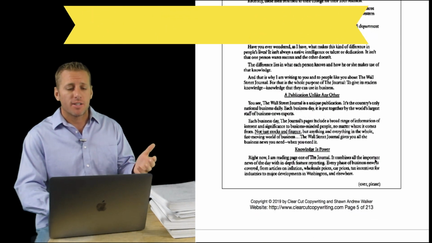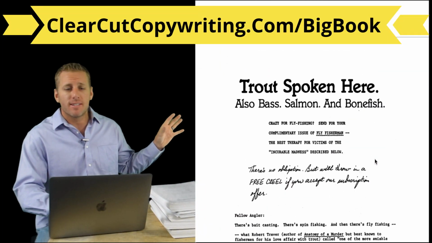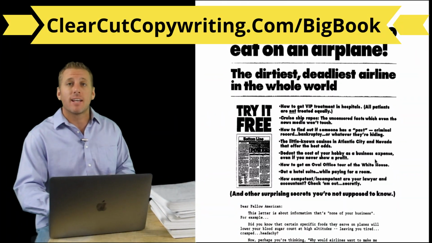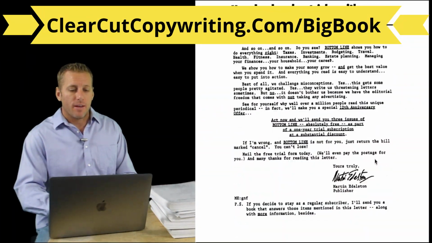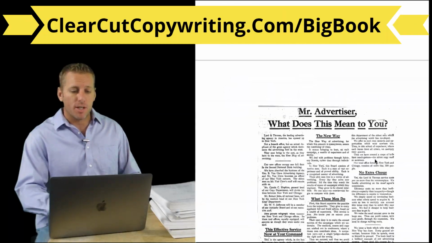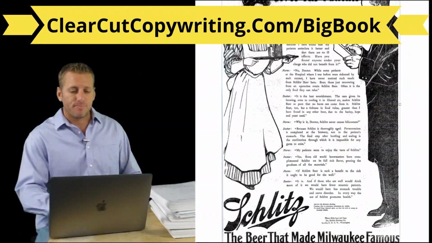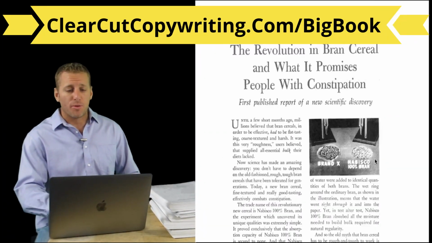But here it is. Here's some of the old school ads from the Wall Street Journal that have done millions of dollars, Fly Fisherman's Magazine, famous ads like what never to eat on an airplane. If you keep scrolling down, we have Claude Hopkins ads. Here's a bunch from Claude Hopkins right here. We have the famous Schlitz beer ad. And these are just kind of scrolling through. But you can grab this.